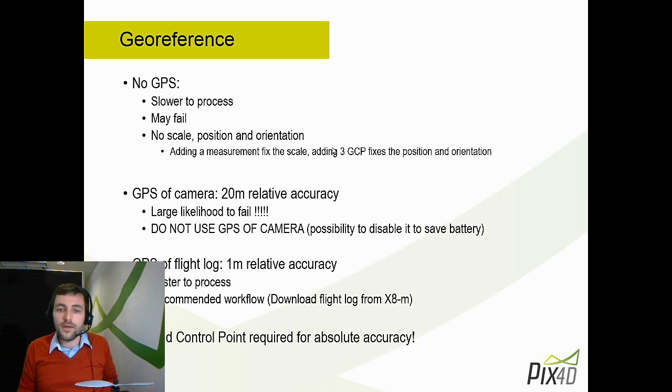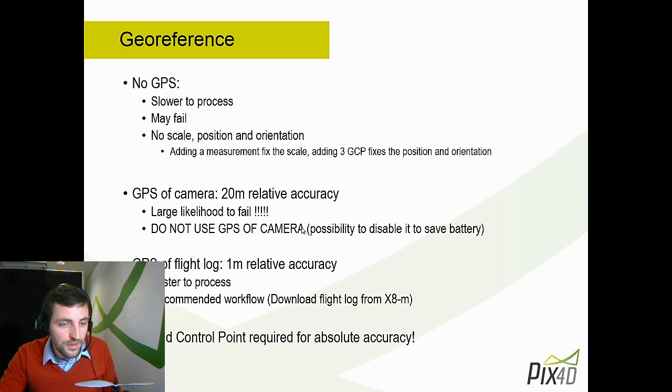However, if you have a few GCPs, ground control points, meaning measurements you did using another device in the scene, then it is possible to perfectly fix the scale, the position, and the orientation. But since your 3D robotic platform comes with a good GPS inside, it would be really a pity not to use it.